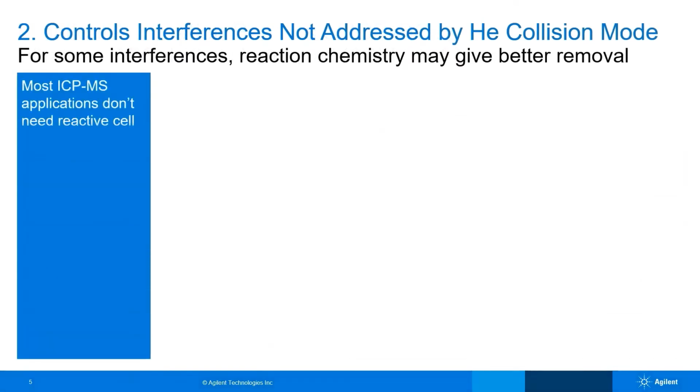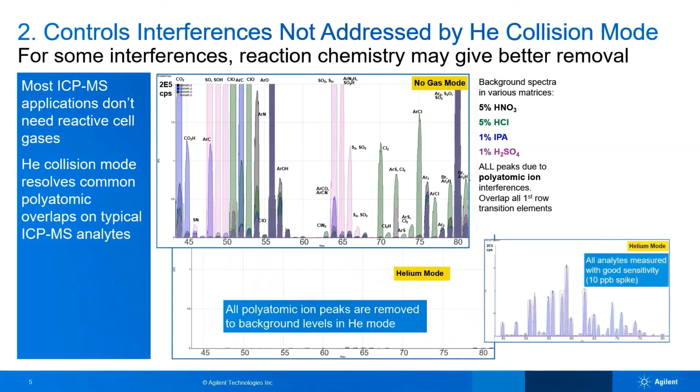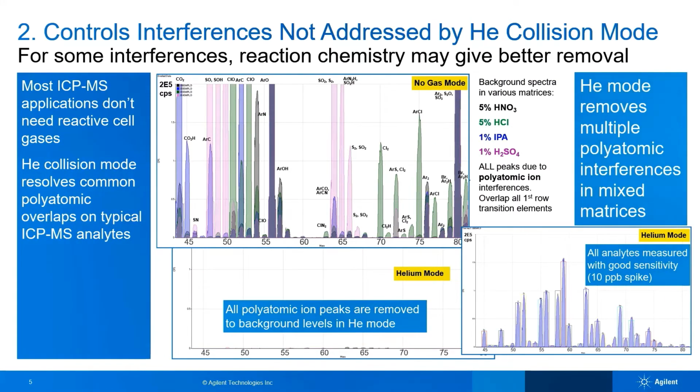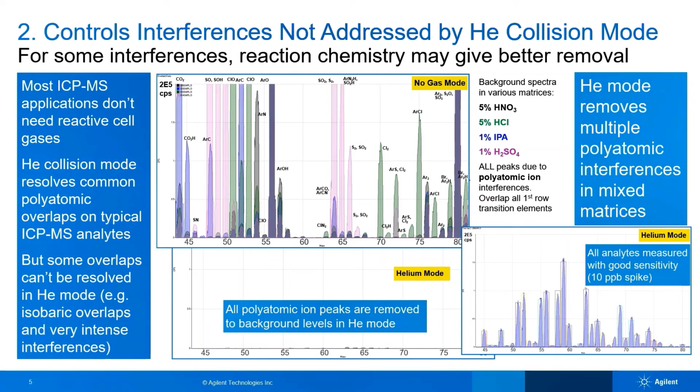The first comment to make is that remember, most spectral interferences in ICP-MS are polyatomic ions, and these are mostly removed very effectively using helium collision mode, as illustrated in the spectra here. But there are some spectral overlaps that are not removed effectively in helium mode, and for these, using a reactive cell gas can be beneficial.